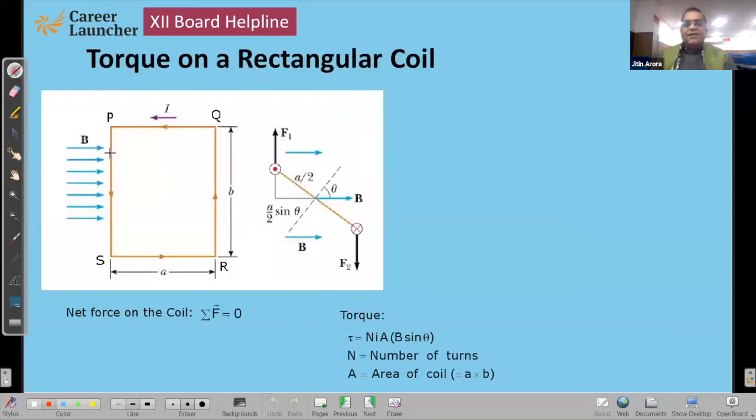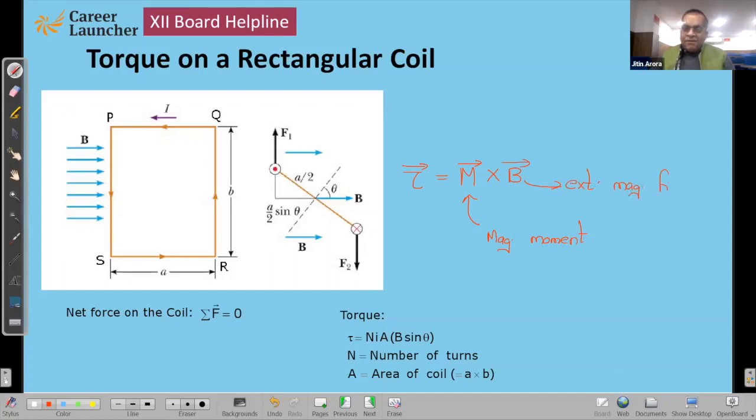Now, if there's a rectangular coil placed in a magnetic field, the rectangular coil always experiences a torque, and that torque is given by M cross B. M क्या होता है यहाँ पे? This is the magnetic moment of a loop. Magnetic moment of the loop, and B is the external magnetic field.